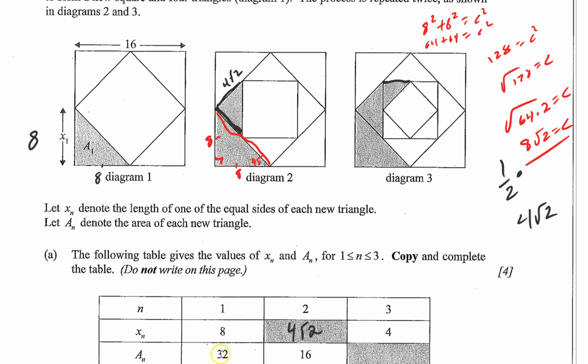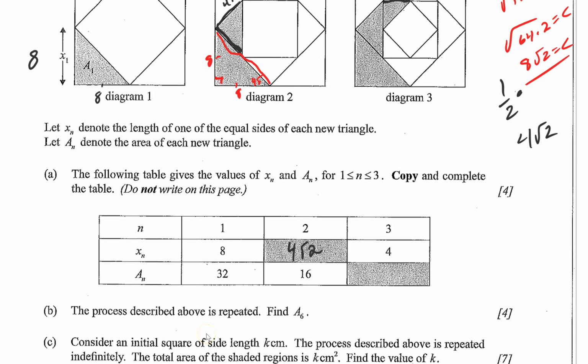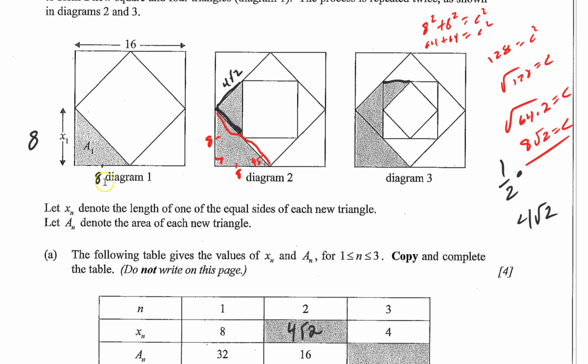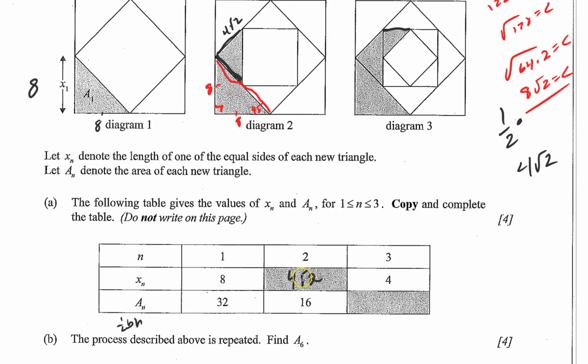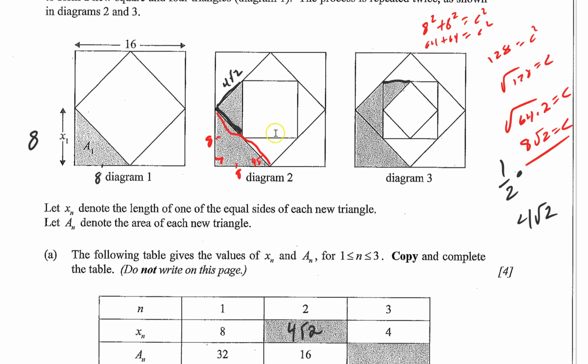Now they want us to find the area. The first area given to us is 32. That makes sense, right? Area of a triangle is just 1/2 base times height, and this is 8 times 8, which is 64. Half of 64 is 32. Then they're saying the area of this one is 16. We could try that ourselves, but I'm sure we'll get 16.